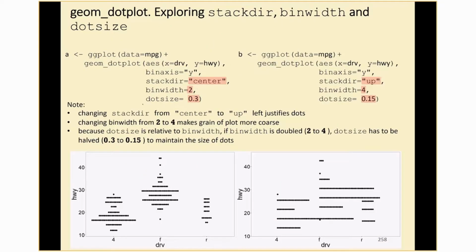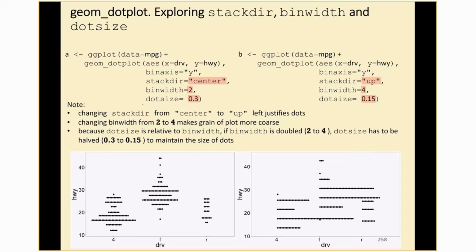So in this slide, I want to focus a little bit more detail on some of the features that we saw in the previous slide. So this is the code that produced the plot that we just saw. Bin axis is equal to y. You'll almost always use that because you want to have the bins going in this direction relative to the y-axis. And stack direction is equal to center because you want these points centered over the different values of drive. And then I've specified my bin width and my dot size.